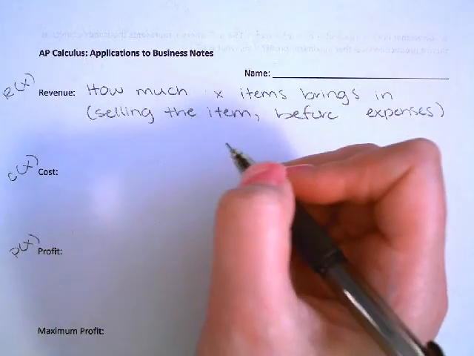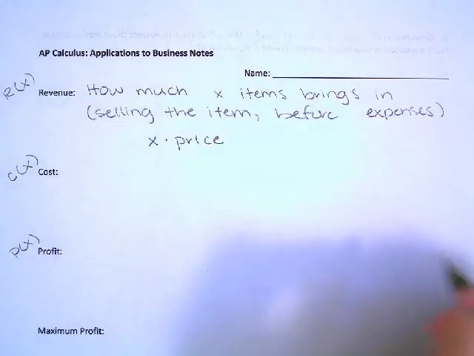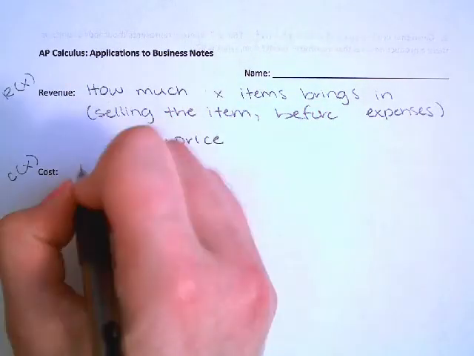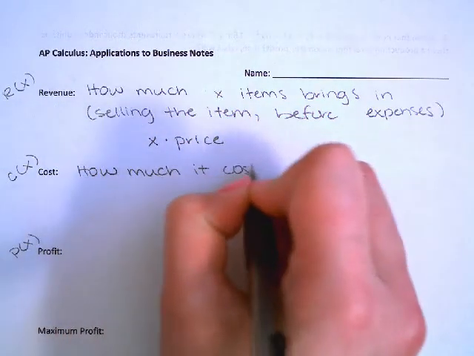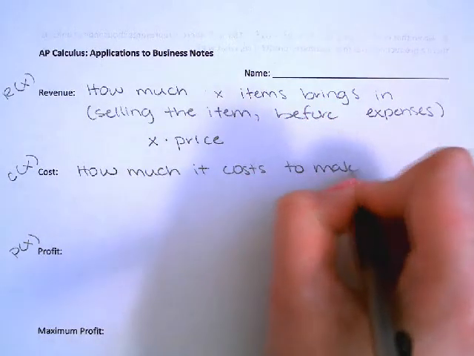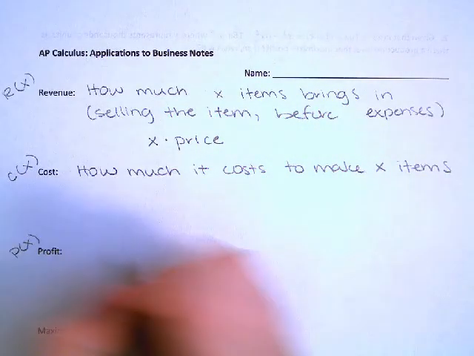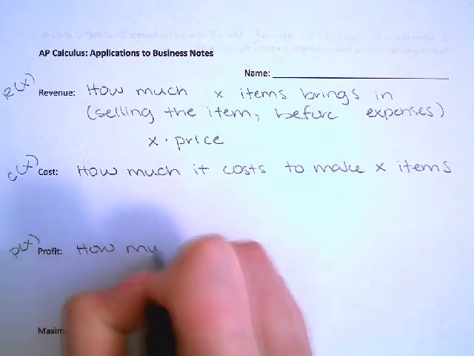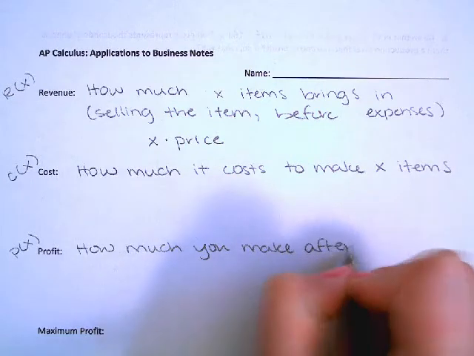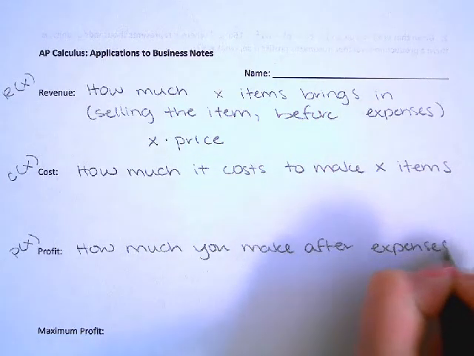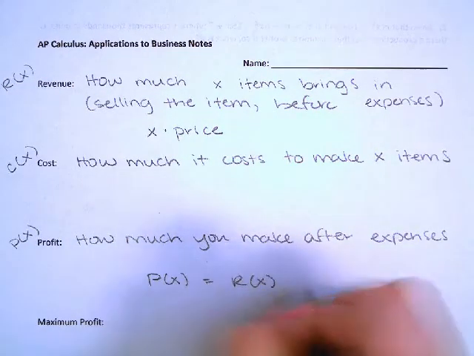And the way that you calculate your revenue is you just do X, that's the number of items, multiplied by the price per item. Next, the cost is how much it costs to make X items. Profit is how much you make after expenses. So the profit is the revenue minus the cost.